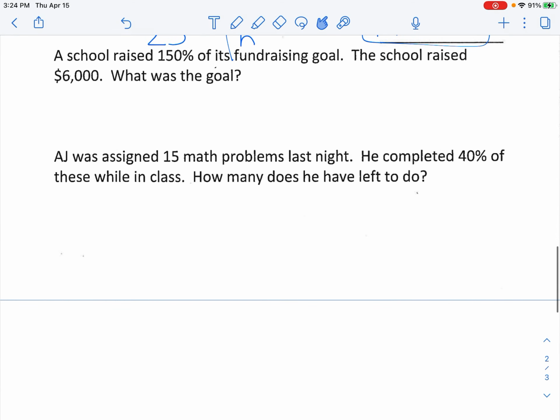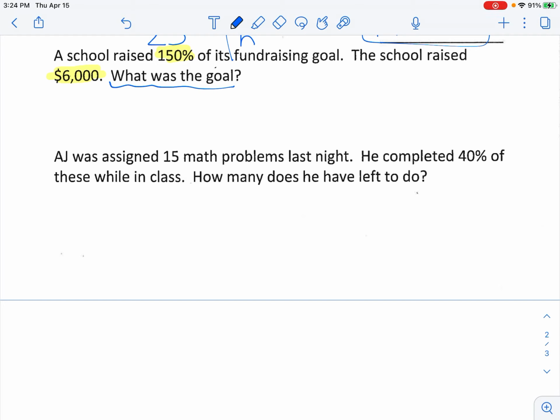All right, why in the world are we doing this crazy math? So we can solve problems. A school raised 150% of its fundraising goal. The school raised $6,000. What was the goal?